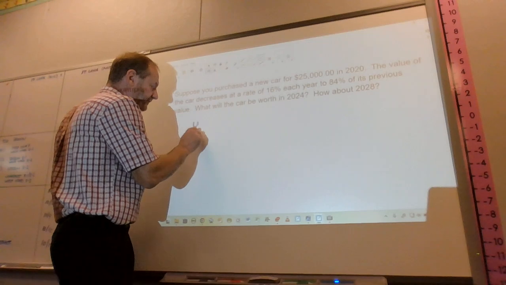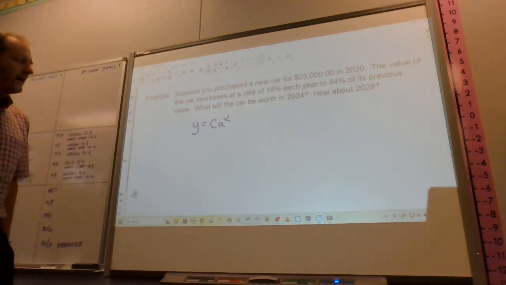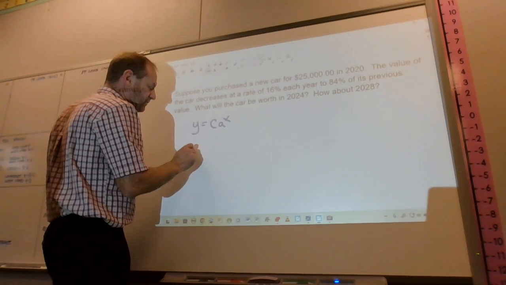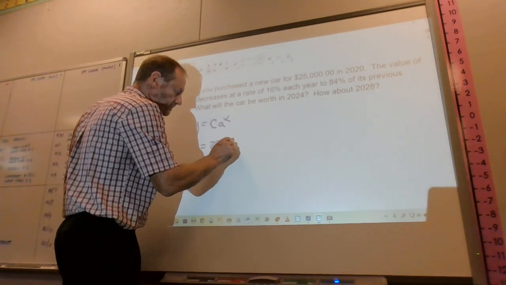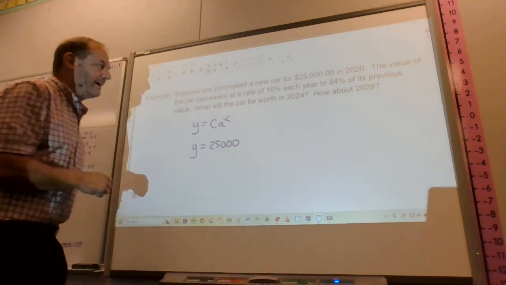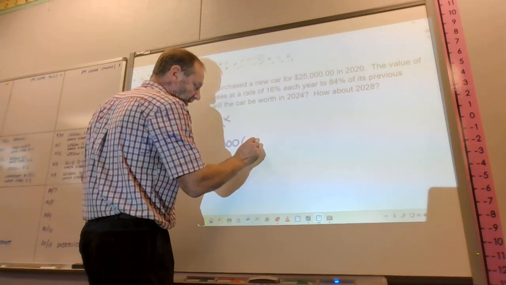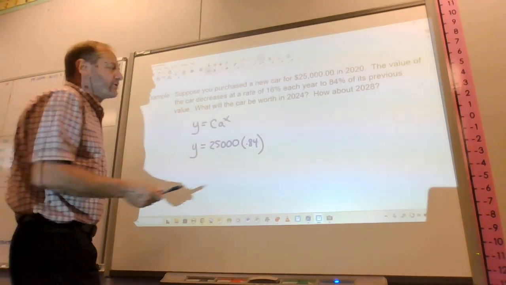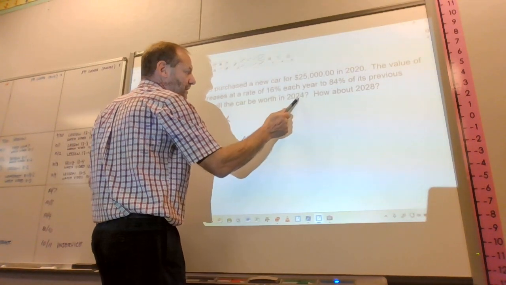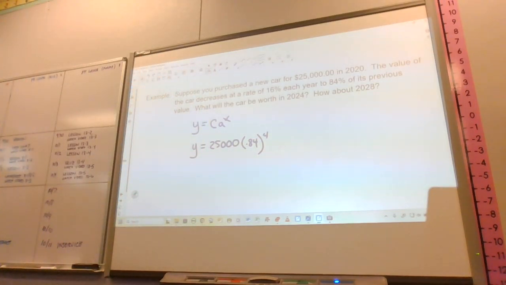Here's what we're going to do. We're going to use this equation. Okay, y equals c times a to the x. So c is going to be the original value of the car. In this case, it's 25,000. And a is going to be the value that it retains. So that's going to be 0.84. And then x is going to be the number of years. So 2020 is year 0. 2024 would be year 4. So we're going to go ahead and calculate this.